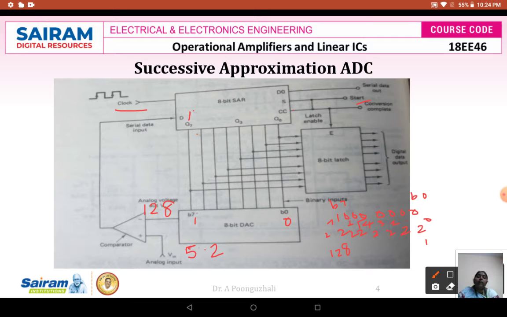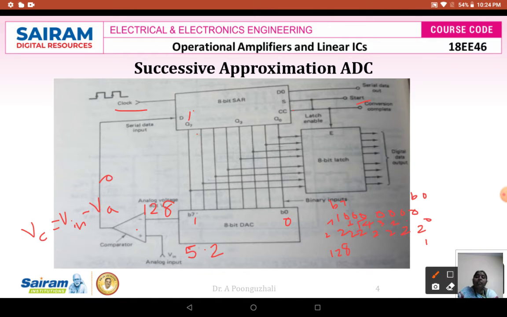So when it is 128, this 128 analog voltage is going to be compared with this 5.2 analog signal there. We know that the output is the voltage at the non-inverting terminal minus the voltage at the inverting terminal. Here the voltage at the non-inverting terminal is Vin, and the voltage at the inverting terminal is VA. So this is the output of the comparator. Now I can see that my Vin is less than VA. That means my comparator output is going to be 0.